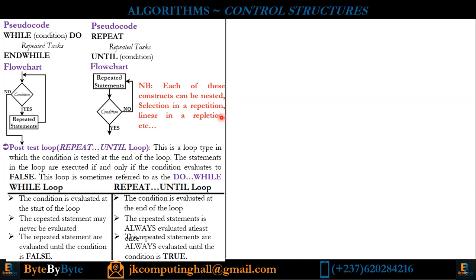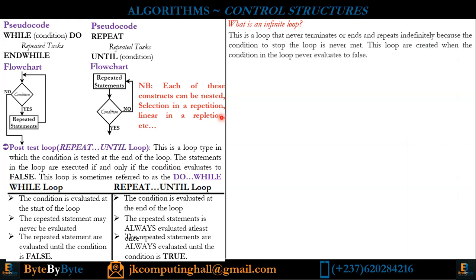Okay, a very important concept when it comes to loops is what we call an infinite loop. What is an infinite loop? It is a loop that never terminates or ends and repeats indefinitely because the condition to stop the loop is never met. These loops are created when a condition in the loop never evaluates to false. For the case of a repeat until, when it never evaluates to true.